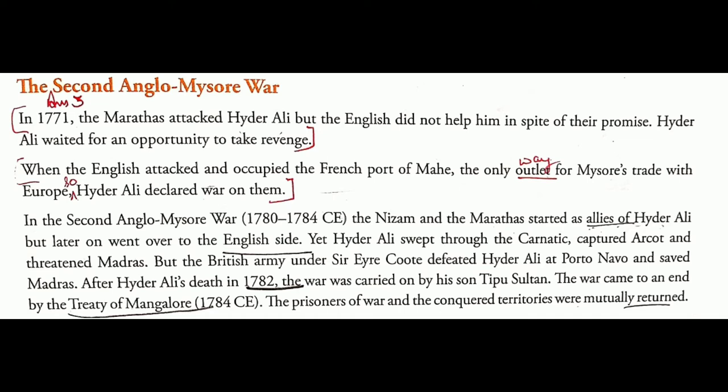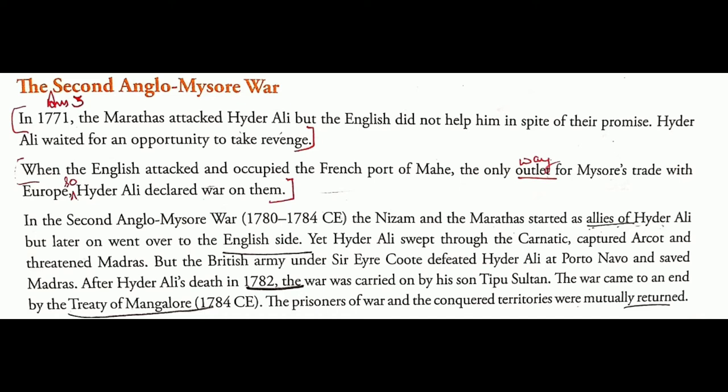So now Hyder Ali thought that when the time comes, he is also going to take revenge on the Britishers. When the English attacked and occupied the French port of Mahe, the only outlet for Mysore's trade with Europe, Hyder Ali declared war on them. Hyder Ali got a good opportunity when the English were busy fighting with the French East India Company, and at that time Hyder Ali declared war on the Britishers.